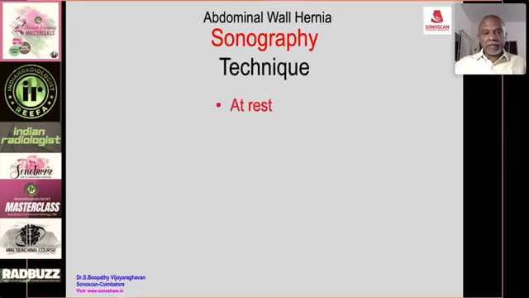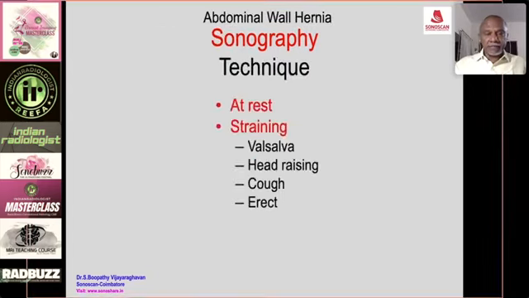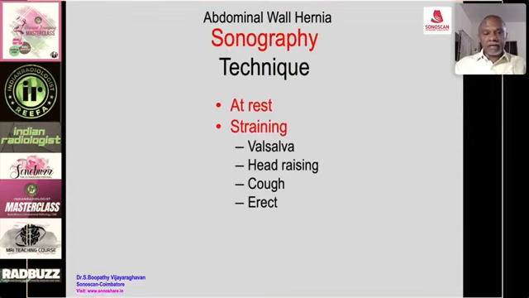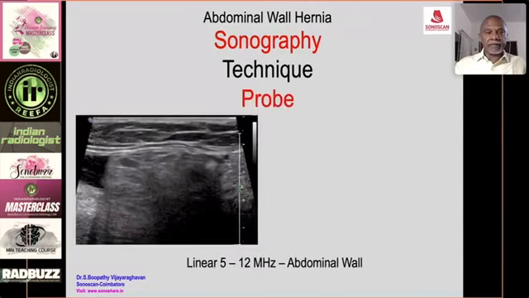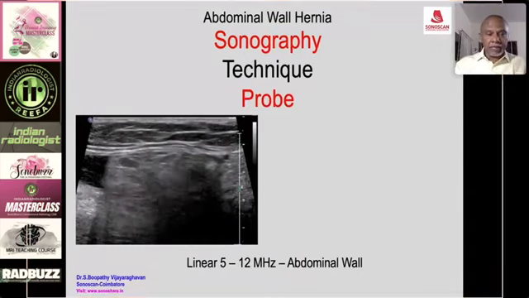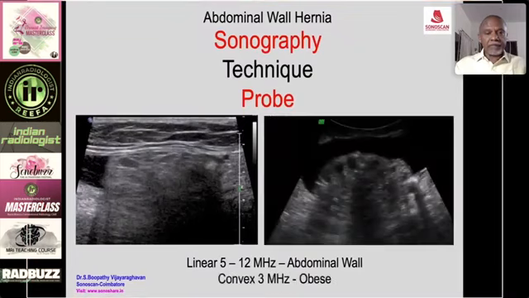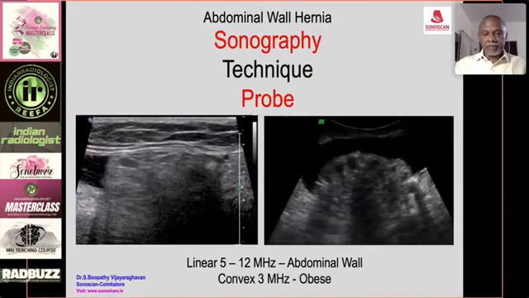Now, technique, as I said, we should examine at rest and at straining. Straining may be one of these: the Valsalva maneuver, head raising, cough, or erect posture. You must look for reducibility and tenderness, and look for the contents and the vascularity. The probe used is usually the linear 5 to 12 megahertz probe to study the abdominal wall in detail, or when the patient is obese, we may have to use the convex 3 megahertz probe, the conventional probe.